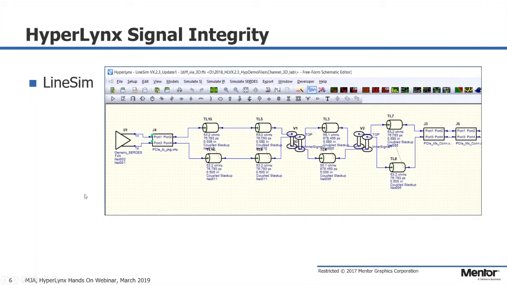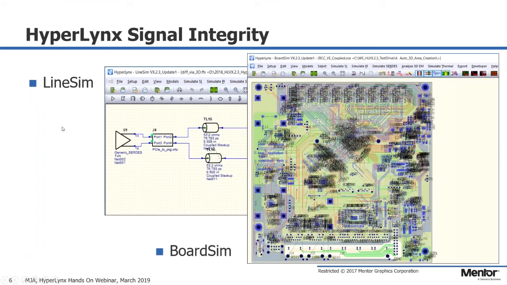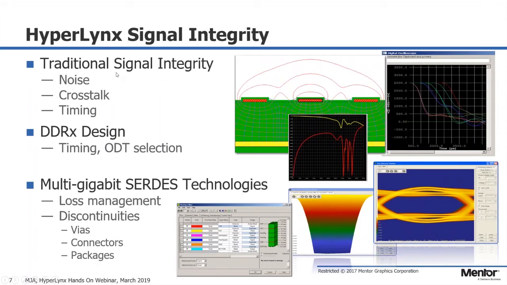And then the next step is to bring that layout back into HyperLynx in BoardSim and test the laid out board, the traces that are actually there, and see if they are doing what you intended them to, and just verify at the end that your signal integrity is still intact. This covers the original traditional signal integrity space, just looking at noise, crosstalk, and timing.